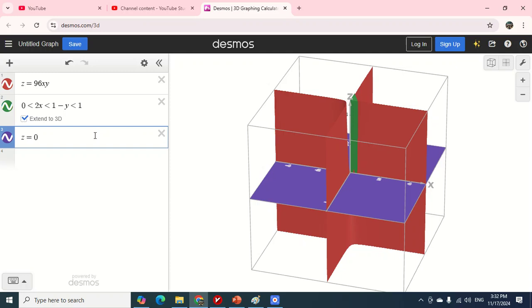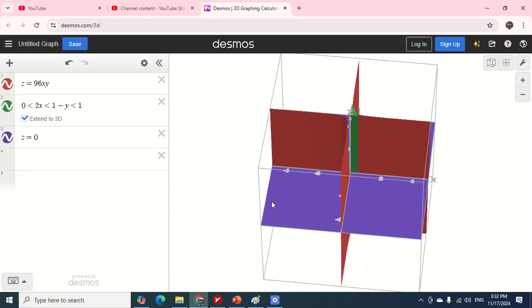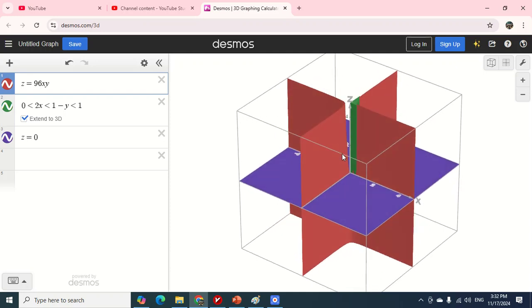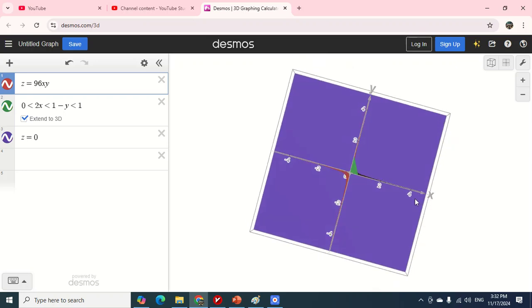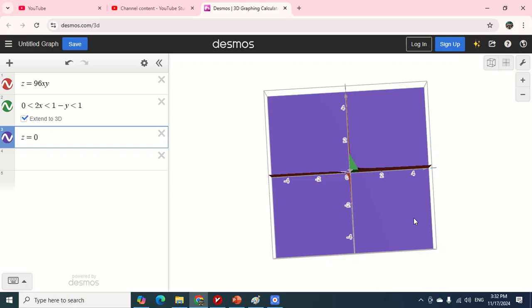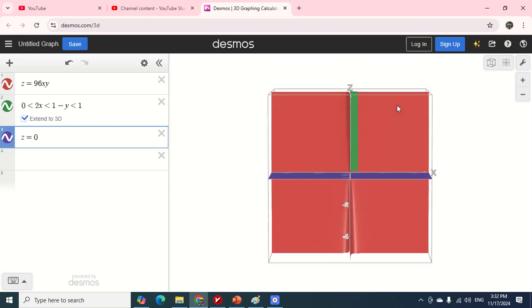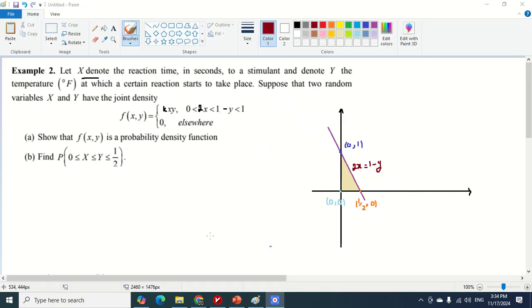If I sketch z equal to 0, which is the ground, then you can see what the form of the function is. In that region the green parts determine the probability density function on that triangular shape, and the remainder is like that. From the top you can see that the function is positive on that region, and you can see that region over here that is restricted in the given function.